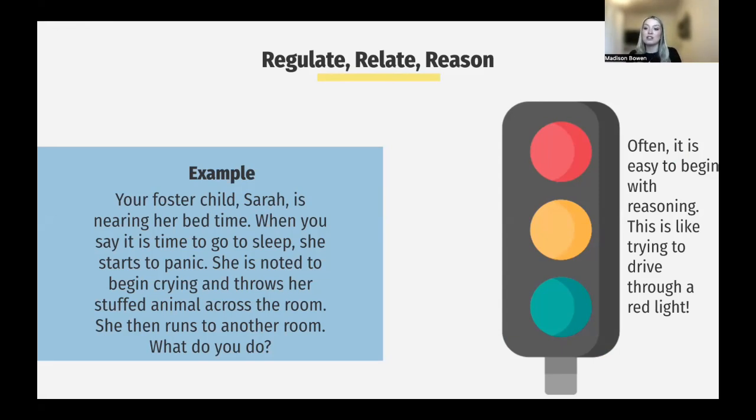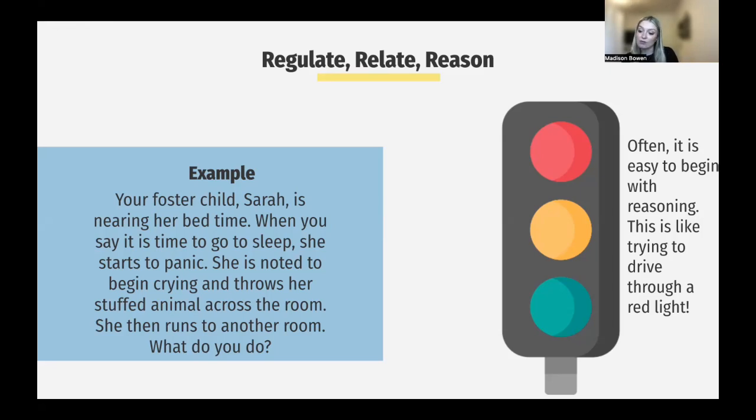So move the child to a safe and quiet area and begin co-regulation. Once the child is calm, you can then relate. When you're relating, you can say a number of things, and you're not limited to what I'm about to say, but these are just some examples. You can say it's okay to feel frustrated that you have to go to sleep. Another example is I'm here to help when you need me. You can also say I get frustrated too when I have to do something I do not want to do. And again, it's all about empathy and connection for the child. You want them to feel understood.